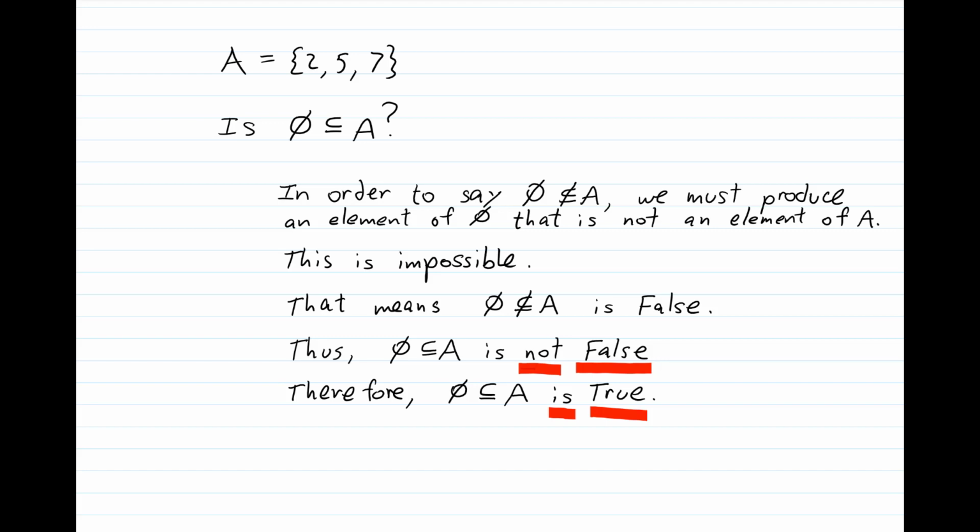Okay? So what we did was we showed that the statement, the empty set is not a subset of A, is false. That's up here. So that means the empty set is a subset of A is not false, and therefore it must be true. Okay?